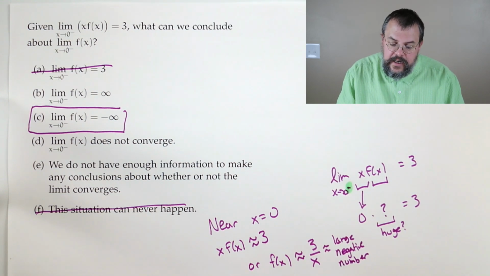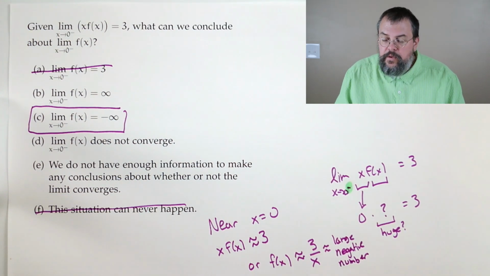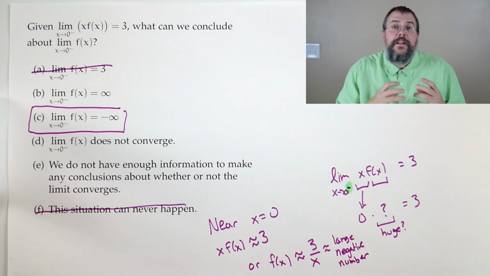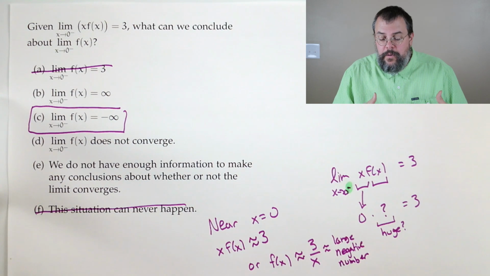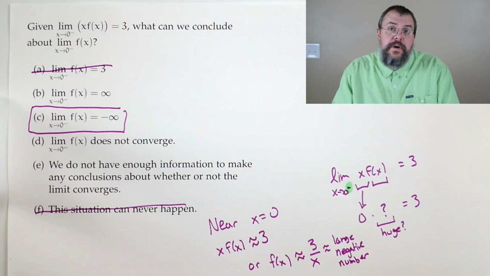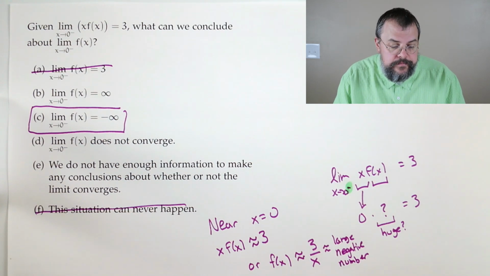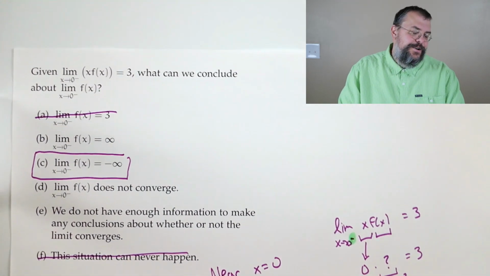Good. The idea of understanding what's happening nearby really does give us power. It's sort of saying, if I know what my limit is, let me use the fact that it's a good approximation, and then I can get some information about the behavior. All right, good.